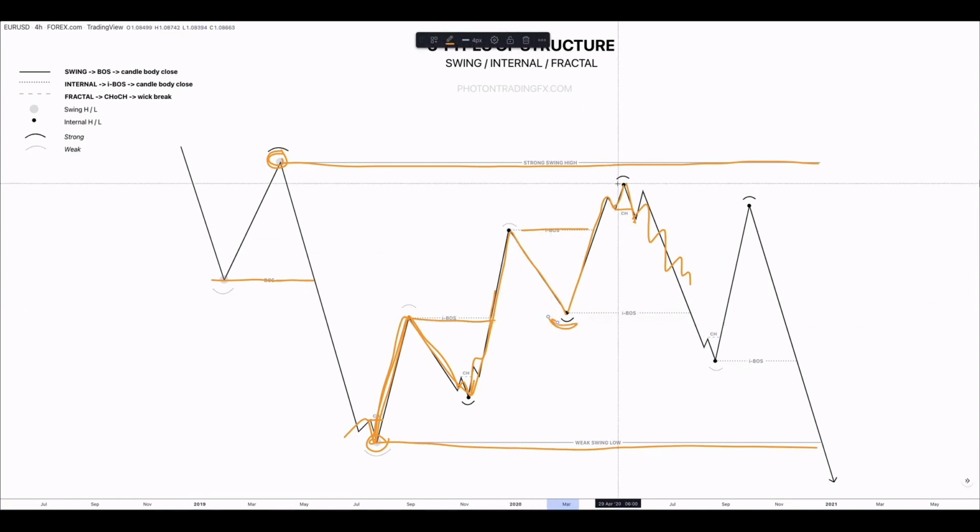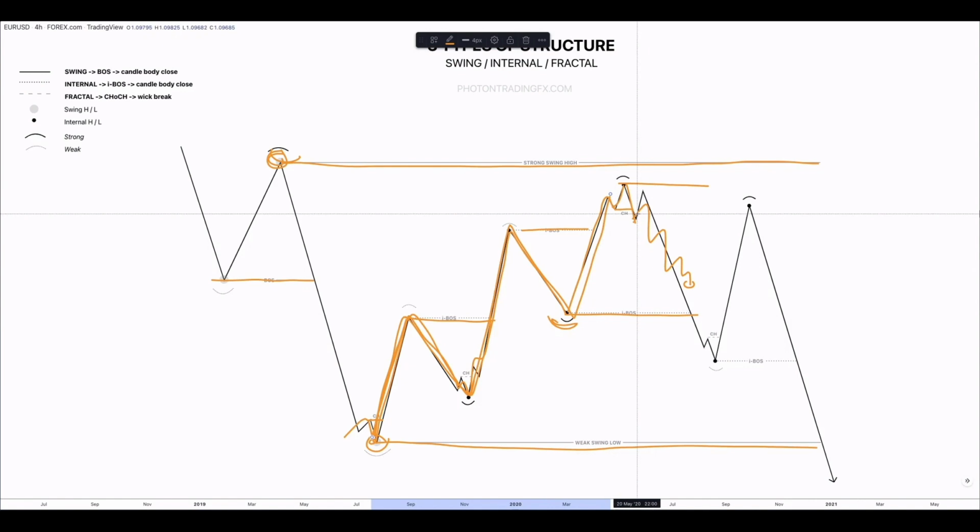So at this moment, this is the internal high, this is the internal low. When price action is here, the internal structure is still bullish. Okay, so swing structure is bearish. We know that this is our swing high and this is our swing low. But the internal structure has shifted bullish. It's making higher highs, higher lows, higher highs.